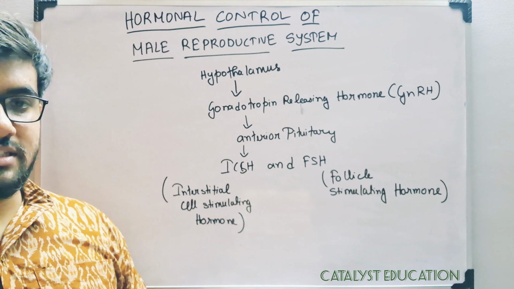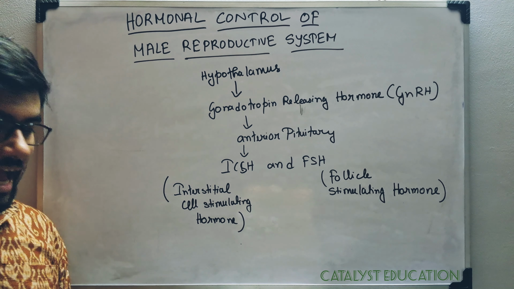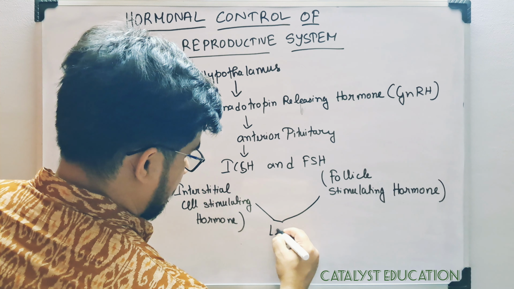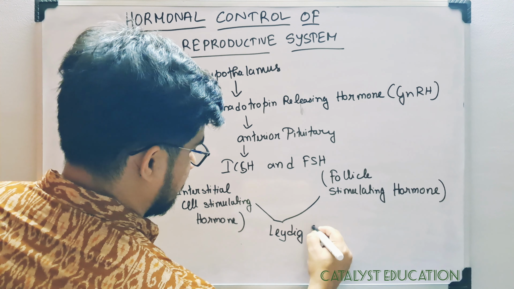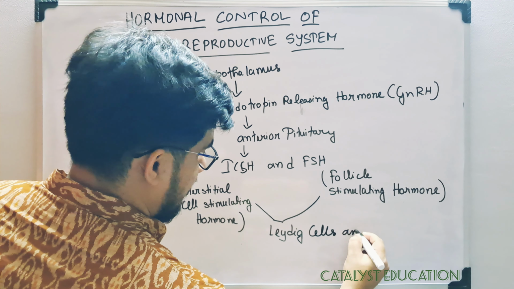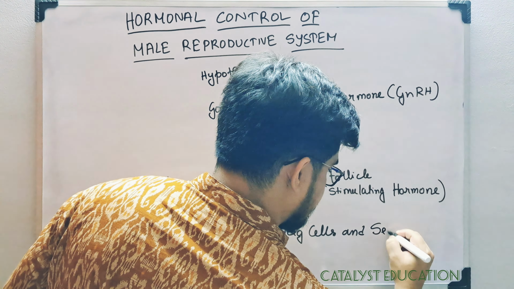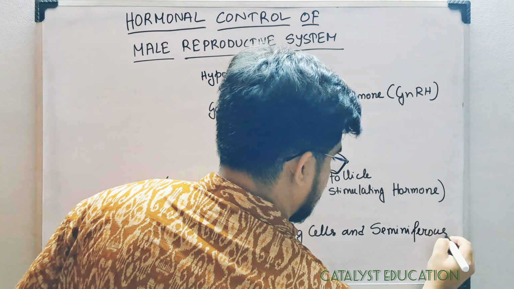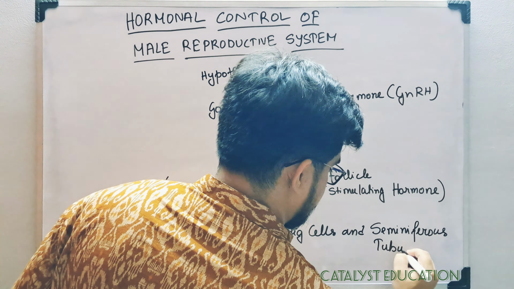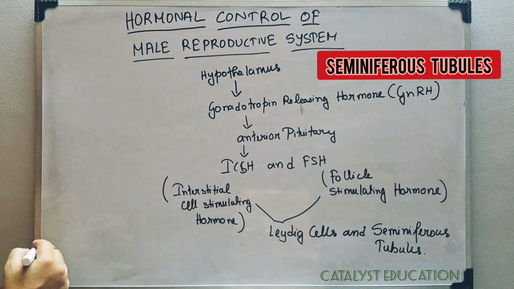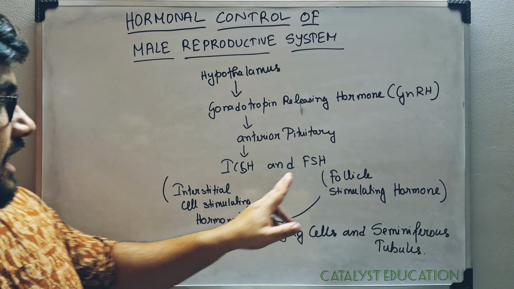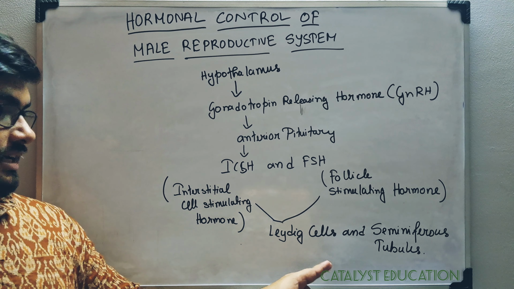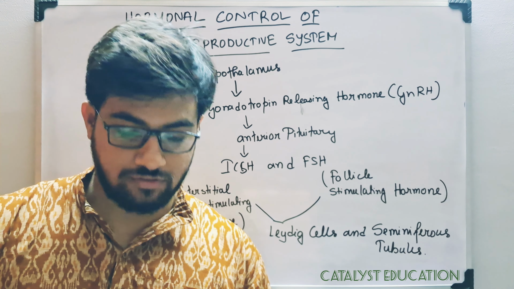ICSH and FSH are two hormones which act on the Leydig cells and seminiferous tubules. So FSH and ICSH act on the Leydig cells and seminiferous tubules.